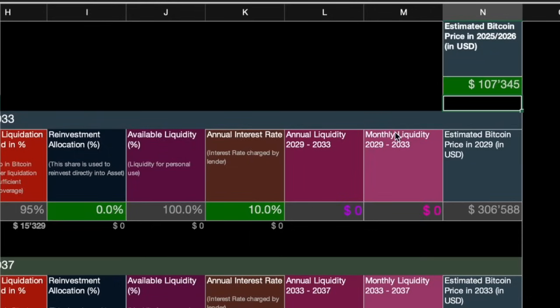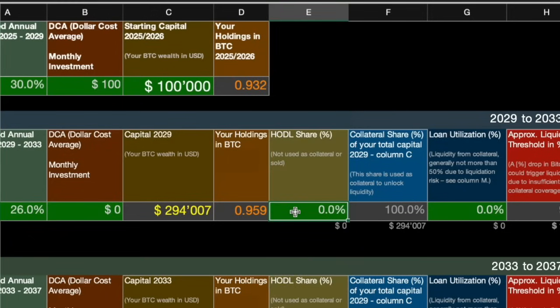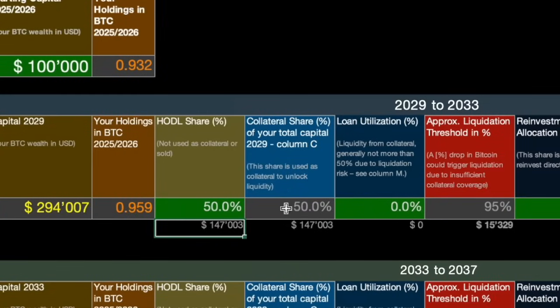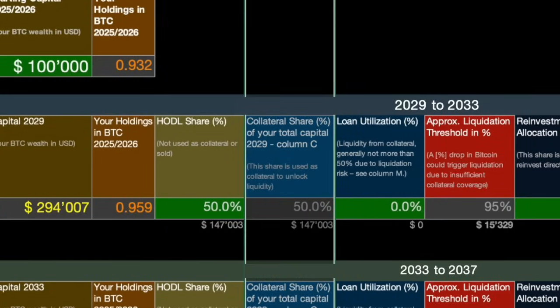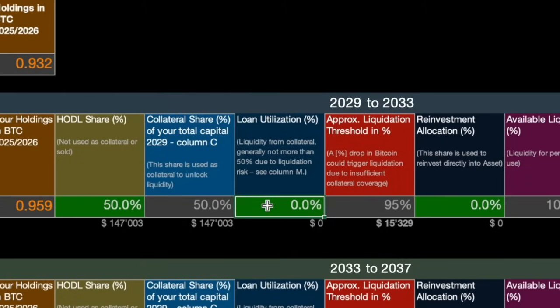In column E, a key section follows. You decide what percentage of your Bitcoin you want to keep long-term. That means in cold storage without collateralizing it. Very much in the style of not your keys, not your coins. If you enter 50%, the calculator will automatically show how much Bitcoin you're depositing with the lender as collateral. Next, you enter how much of this collateral you want to borrow against, for example, 30%. The calculator then determines the loan amount you would receive from the lender.